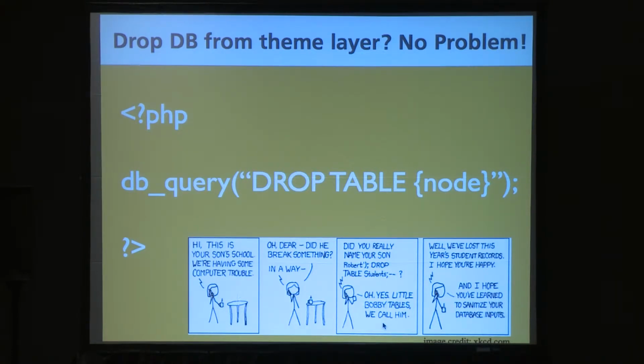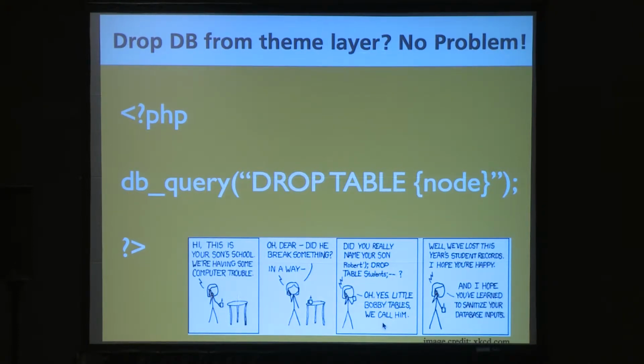For those of you that can read it, she gets a call. "Hi, this is your son's school. We're having some computer trouble." "Oh dear, did Robert break something?" "Well, in a way, but did you really name your son Robert'); DROP TABLE Students;?" "Oh yeah, little Bobby Tables we call him." "Well, we've lost this year's student records. I hope you're happy." "And I hope you've learned to sanitize your database inputs."